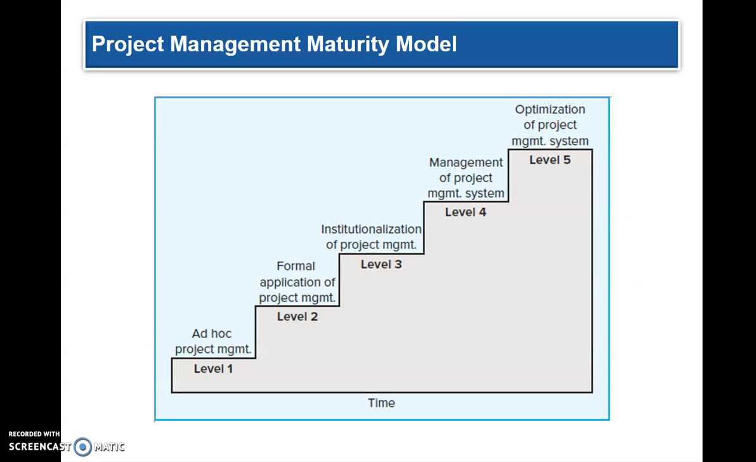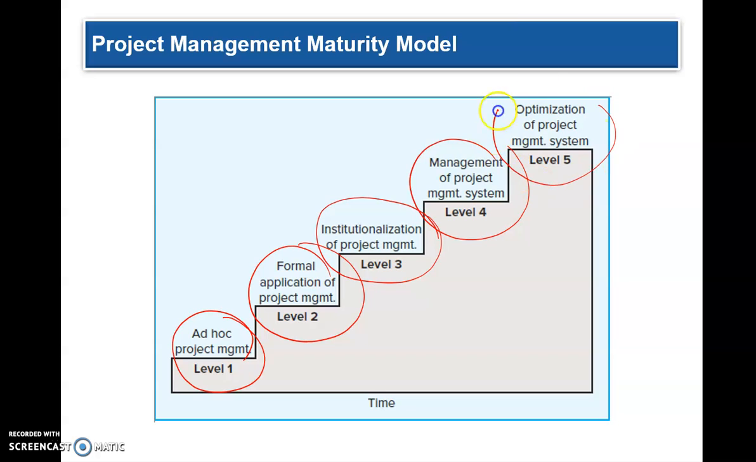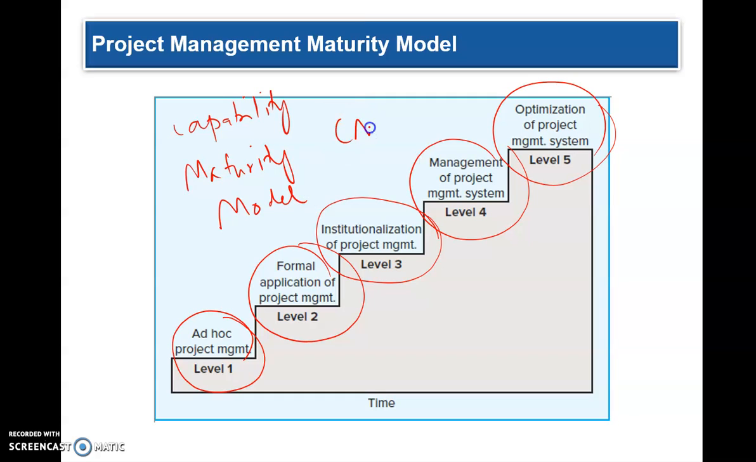The maturity model of project management is: ad hoc project management, formal application of project management, institutionalization of project management, management of the project management system, and optimization of the project management system. This is very much like the Capability Maturity Model, CMMI. So you can visit Google and find out what is CMMI, and it is very similar to this.